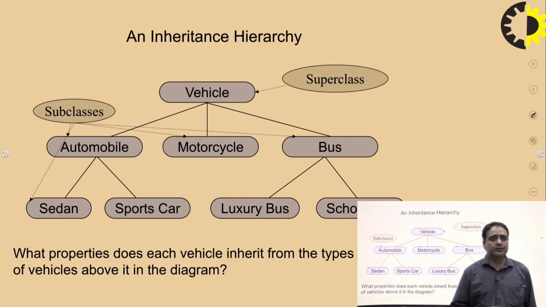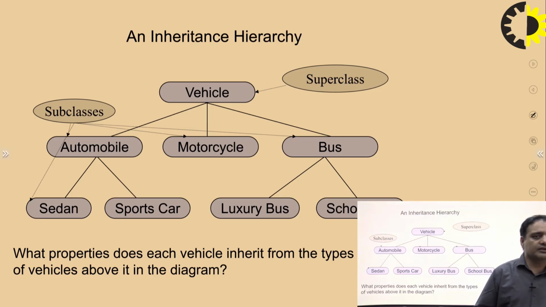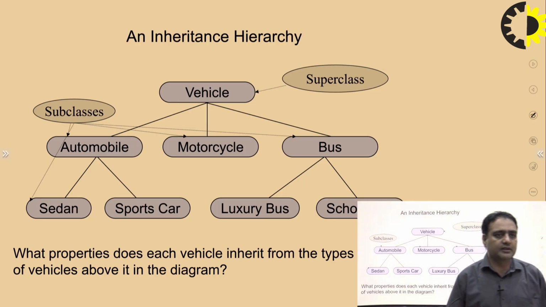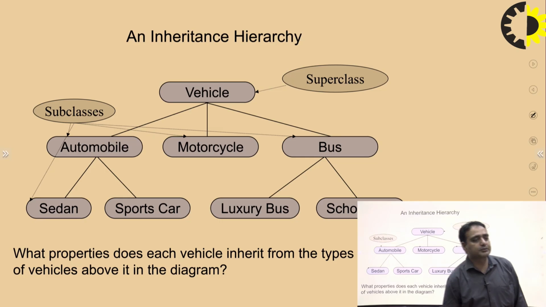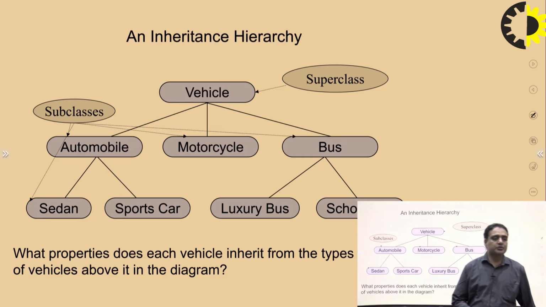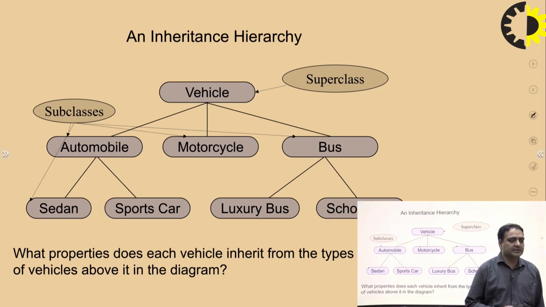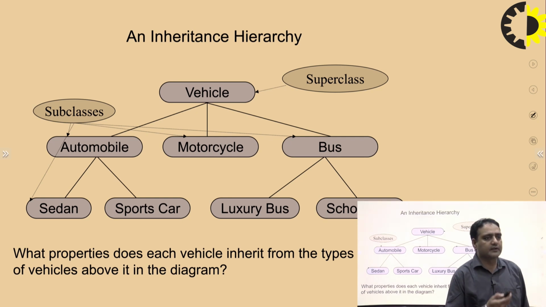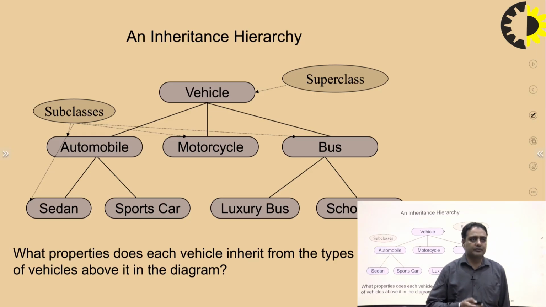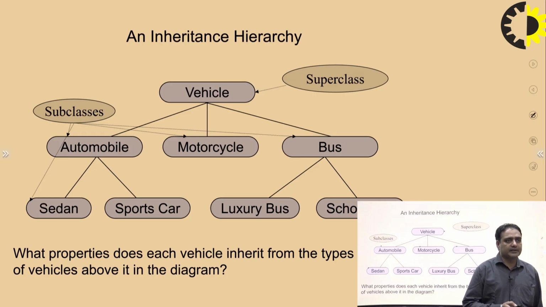So here the super class is vehicle. It is the root class, from which all the classes are generated. It is known as the root class or super class. Automobile, motorcycle, and bus are the subclasses, and sedan, sports car, luxury bus, and school bus are the child classes. So this is a multi-level, hierarchical way of representing inheritance.